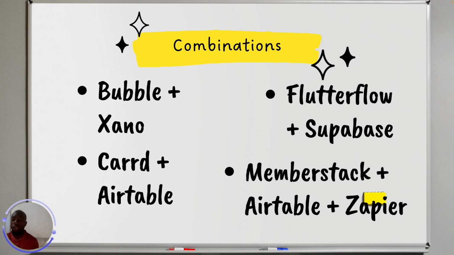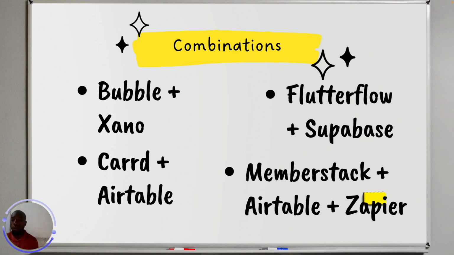Another reason why I love this combination is that it is very, very affordable. You don't have to spend a dime. I think Carrd costs you around $9 a year. So with $9, you can actually launch your own MVP and put it in the market for yourself.